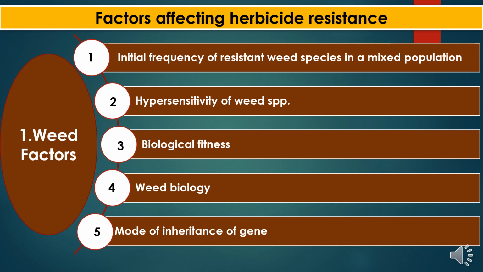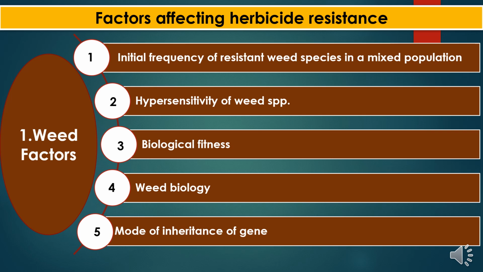Fourth is weed biology, which refers to seed dormancy, germination, mode of pollination, seed production capacity, and soil seed bank. The development of resistance gets delayed if continuous recruitment of susceptible individuals takes place from the soil seed bank by pre-sowing tillage. This is further influenced by dormancy, germination characteristics of weed seeds and their production ability.